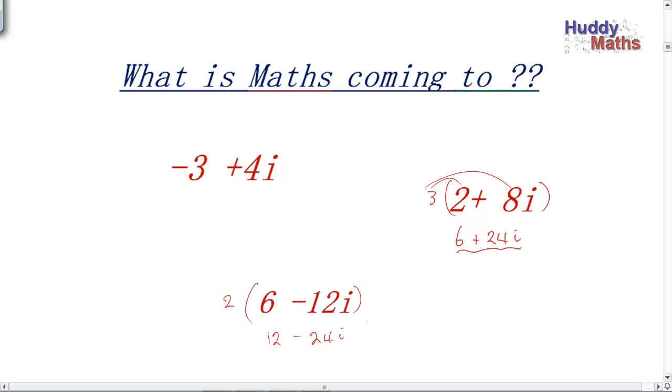And what if we then added these two? What do you notice? Well, we'd have 12 plus 6 is 18. Neg 24i plus 24i would be 0i. We'd be back in real number land. Could that be of use in solving a problem? And still coming up with a practical answer, I'm saying. Oh, interesting, isn't it? You don't have to stay in complex number land if you're starting to work with them.